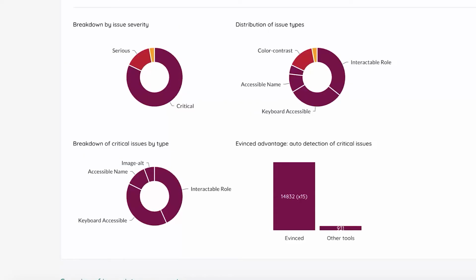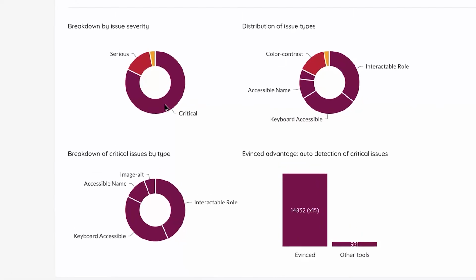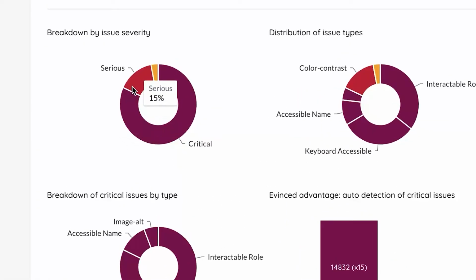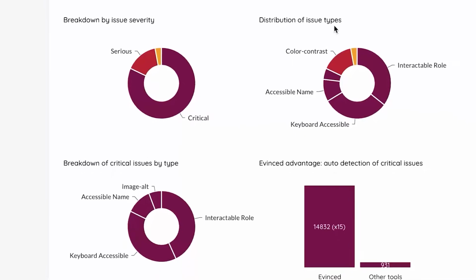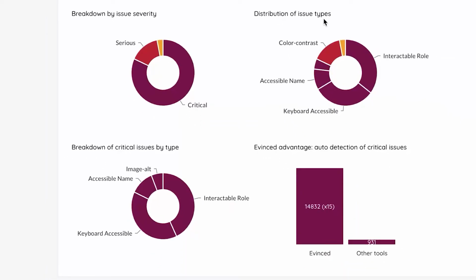Then we see a breakdown of the issues by severity, categorized into critical, serious, moderate, and minor. In this example, Evince has discovered 81% critical, 15% serious, and 3% minor issues. Exploring the types of issues, we can see that beyond the common issues, like missing alt text, we have discovered the harder to find keyboard accessible and interactable role issues. Out of the total number of issues, 43% are interactable role issues. So people using a screen reader are simply unable to access these elements.